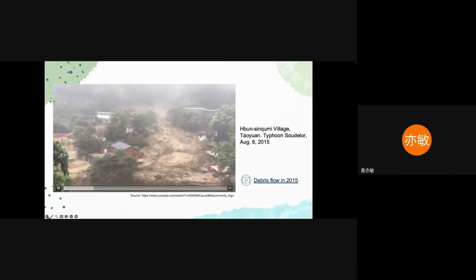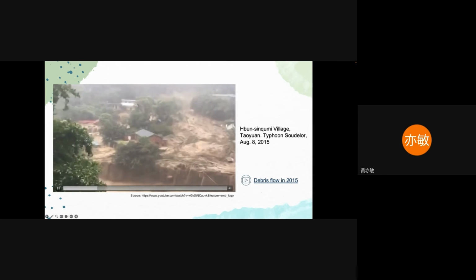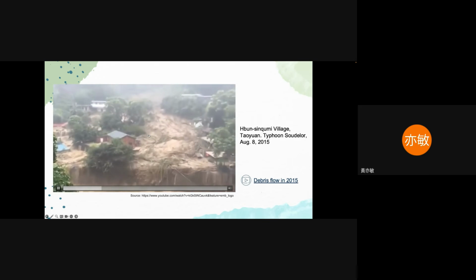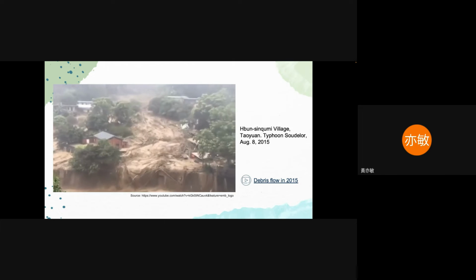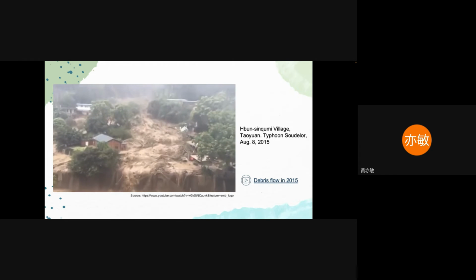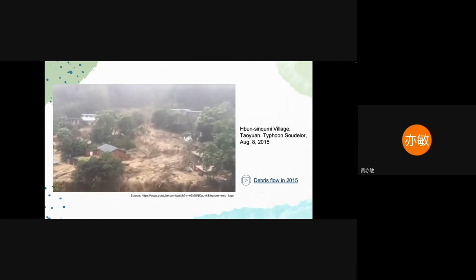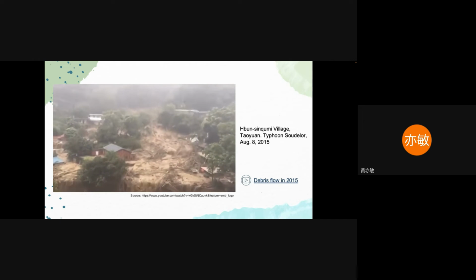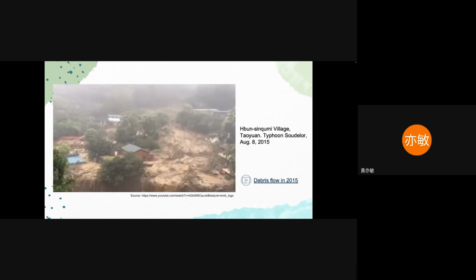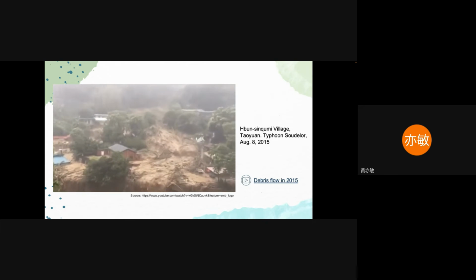So as you can see, the debris flow is flowing down. There are a few houses just by the riverbed. But luckily, in this case, no one was harmed. I mean, everyone evacuated earlier, before the occurrence of the debris flow.